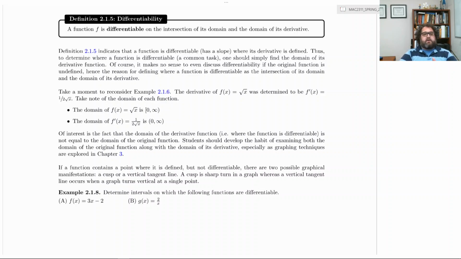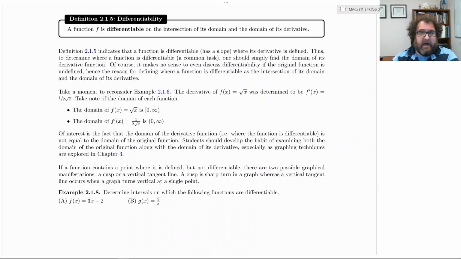All right, we are back talking about calculus, specifically derivatives, specifically today, differentiability. So differentiability refers to the ability for a function to have a derivative, for a function to be differentiated. A function f is differentiable on the intersection of its domain and the domain of its derivative. So basically, a function is differentiable where it has slope.